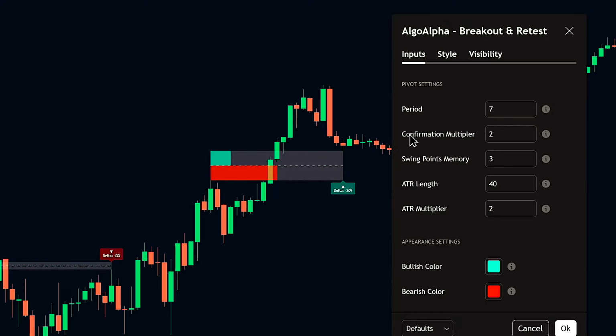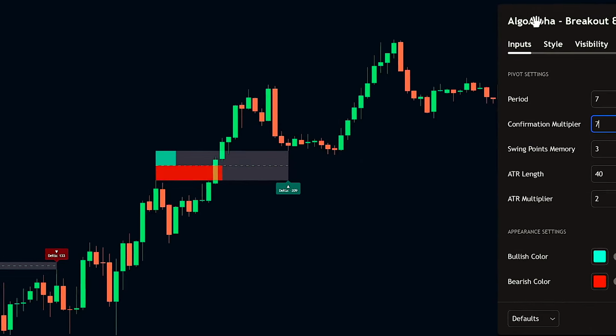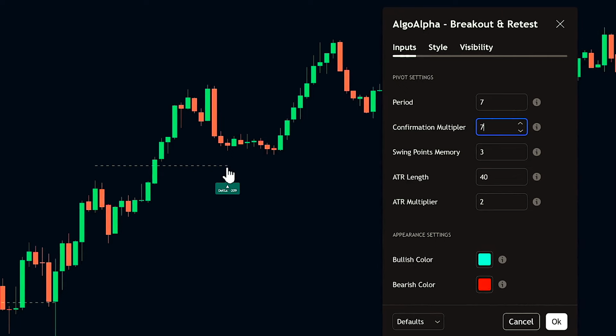Next up is the confirmation multiplier. This divides the main pivot length by the number you enter here, then uses that to delay signals until there's enough confirmation. I'll set mine to 7. That way, the signal appears one candle later, which is how I like it. Then you've got something called swing points memory that controls how many recent swings the indicator keeps track of for its analysis. ATR length refers to the period of the average true range.